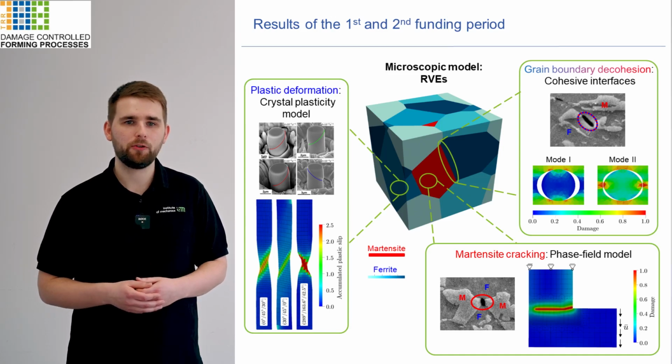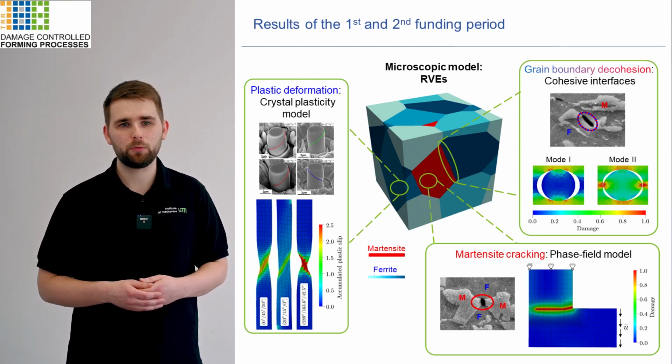To model the grain boundary decohesion, we developed novel interface models as an extension of classic cohesive zone models that fulfill all fundamental physical balance laws. Furthermore, the model distinguishes between normal and shear direction, accounting for anisotropic damage behavior.